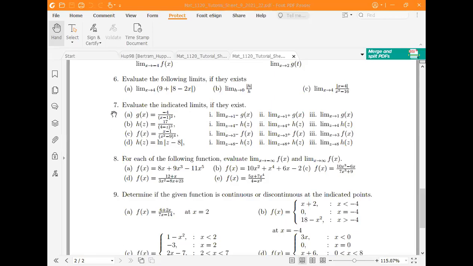We start with question 7D. Question 7 part D. Evaluate the indicated limits if they exist. The function is h of z is equal to the ln of the absolute value of z minus 8. Then find the limit as z goes to 8 from the left, the limit as z goes to 8 from the right, then the limit as z goes to 8. So let's work it out.